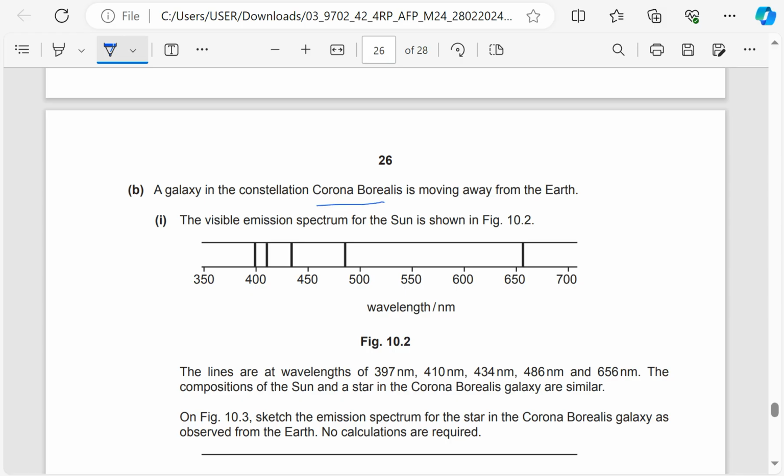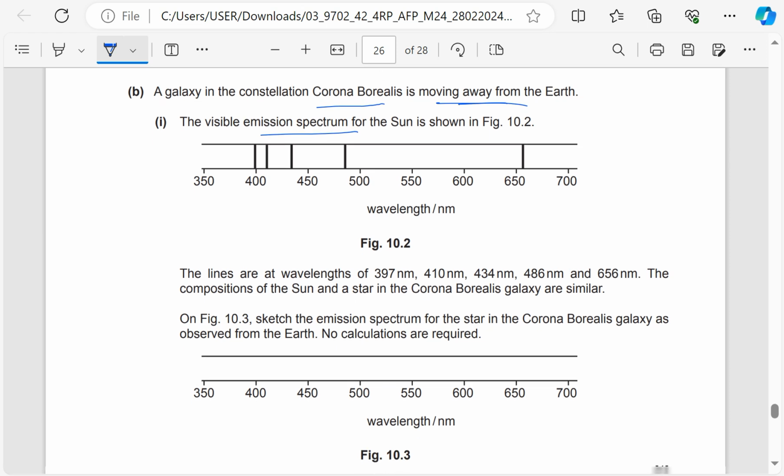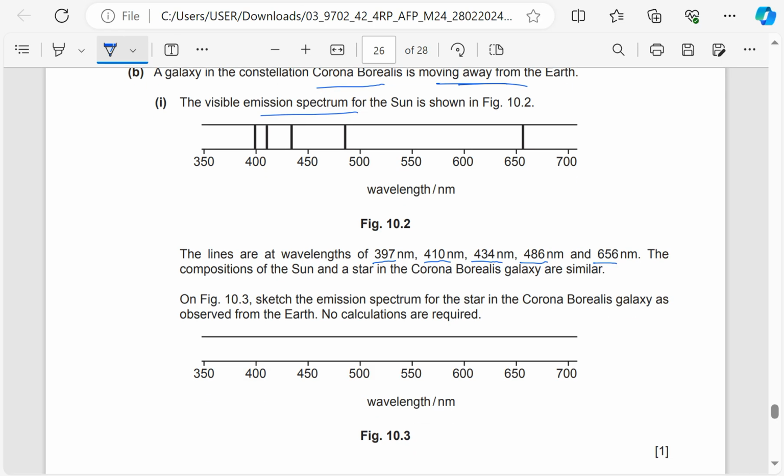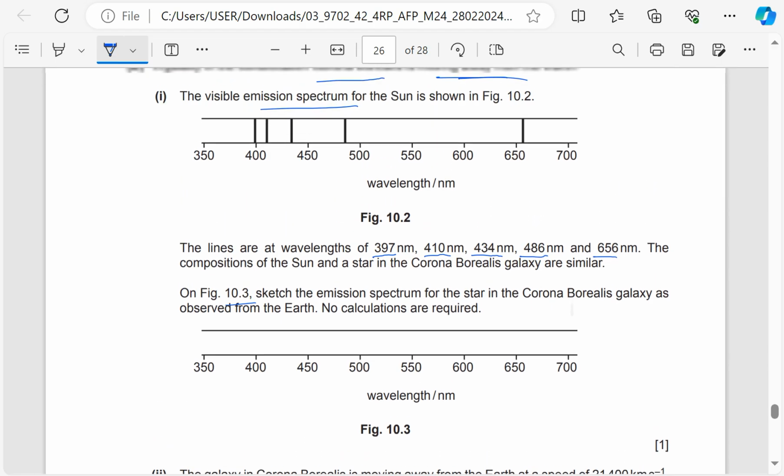A galaxy in the constellation Corona Borealis is moving away from the Earth. The visible emission spectrum for the Sun is shown in the figure. The lines are at wavelengths 397, 410, 434, 486, and 656 nanometers. The compositions of the Sun and the star in the Corona Borealis galaxy are similar. On figure 10.3, because the compositions are similar, sketch the emission spectrum for the star in the Corona Borealis galaxy as observed from the Earth. No calculations are required.